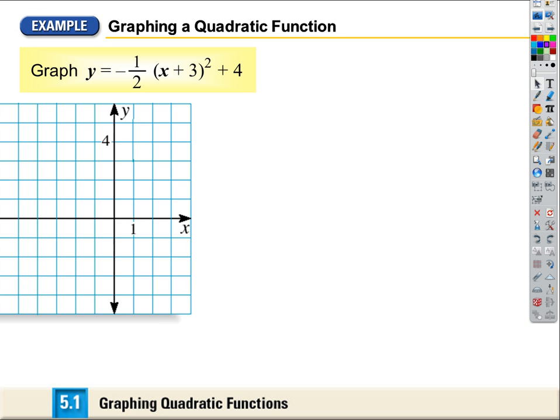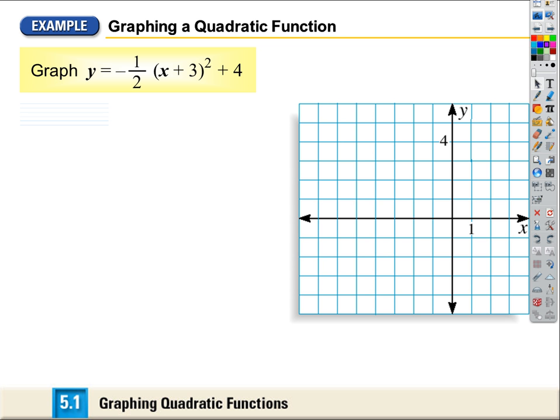Okay, so let's look at a couple quick examples. If we wanted to sketch a graph of this one, that's in vertex form, what's the value of a? -1/2. What's that tell us? Opens down. Okay. What are the coordinates of the vertex? Say it again. -3, 4. Good.